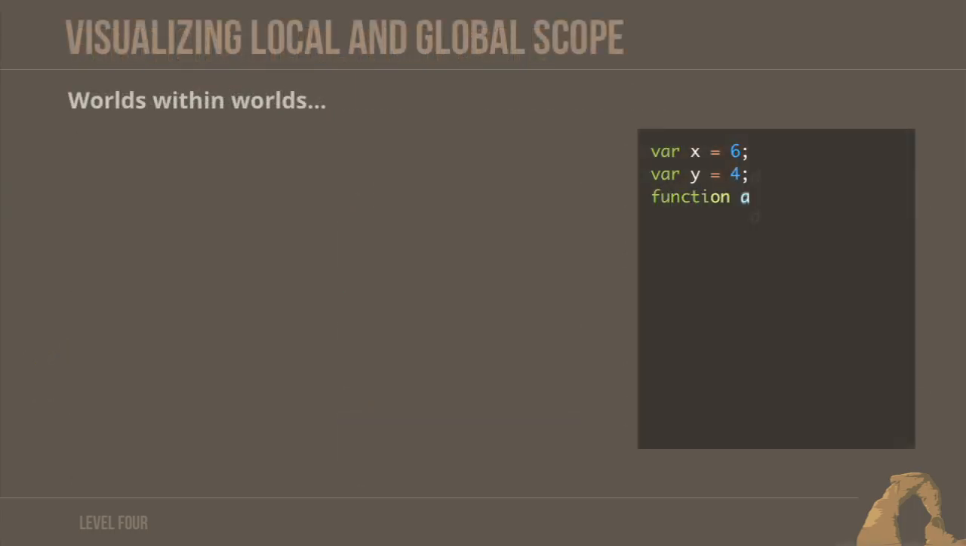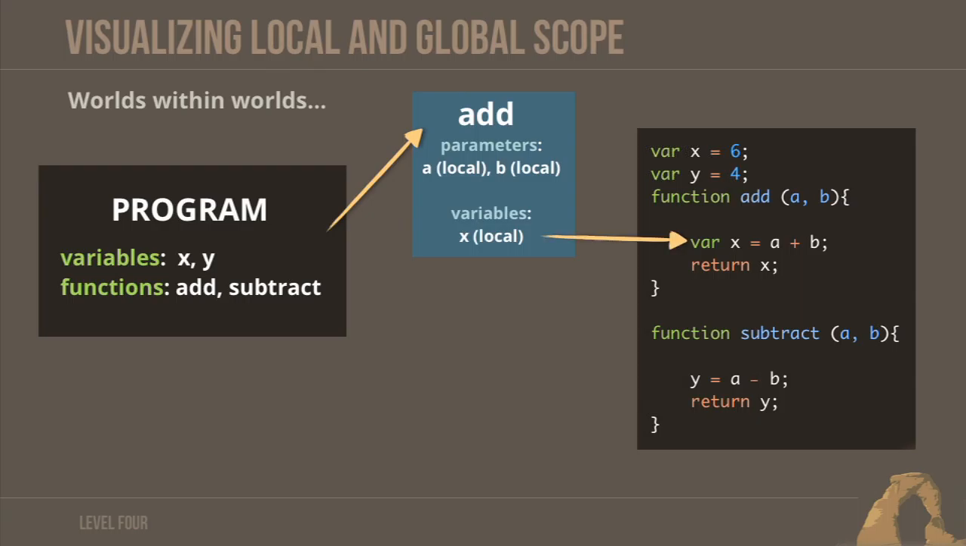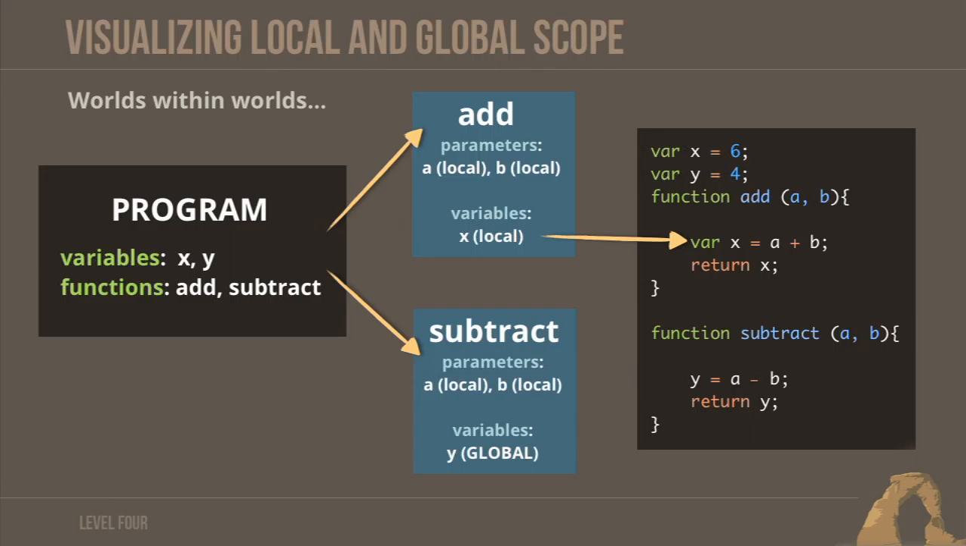So coming back to our earlier program, if our program had the variables x and y and the functions add and subtract, we know that the add function would create its own local scope with the parameters a, which is local to the function, and b, which is also local to the function. Then inside that add function, we would have a variable called x that would be local as well to the function. Now take a look at the subtract function. It also has local parameters a and b, but when it uses the variable y, it is the global variable y that it modifies. How can we tell that in the code? There is no variable keyword next to the y inside of subtract.